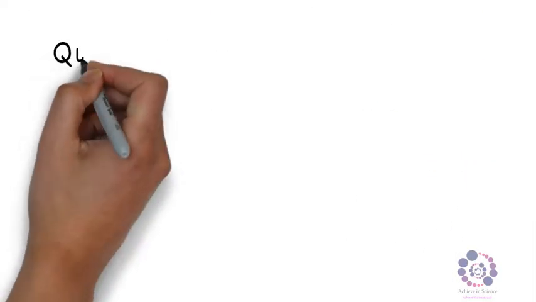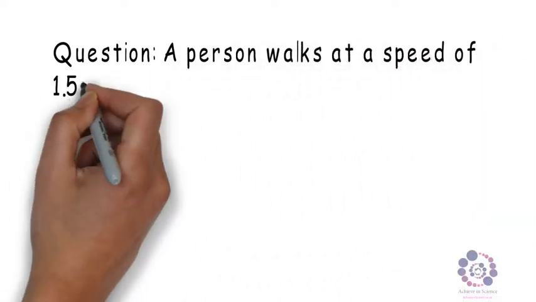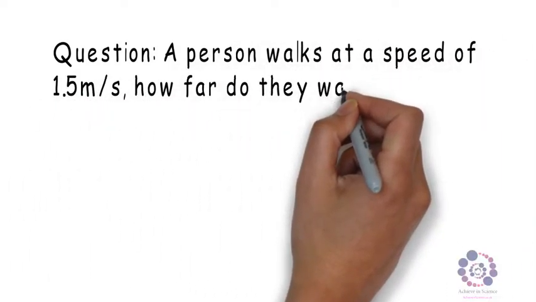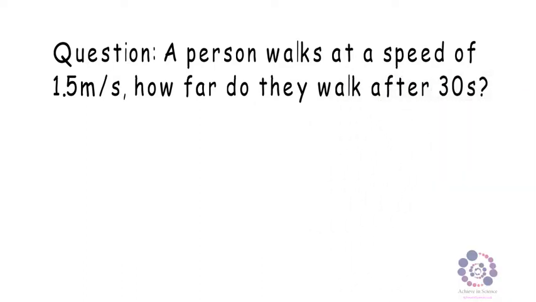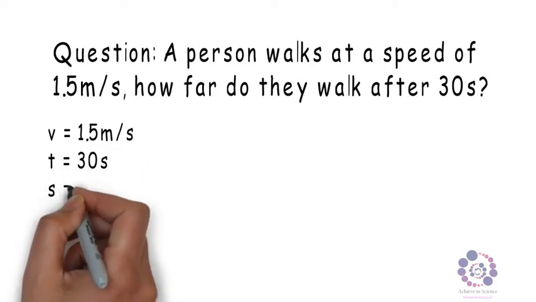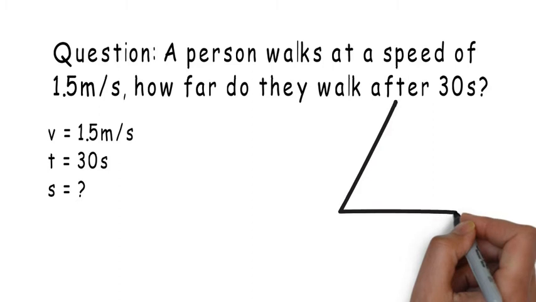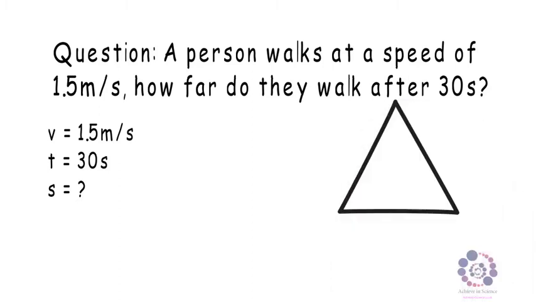Now let's look at an equation and look at an exam style question where we can apply it. So a person walks at a speed of 1.5 metres per second. How far do they travel after 30 seconds? Well, use what you've got from the question to write out what you know. So the velocity is 1.5 metres per second, time is 30 seconds, and the s is what you're trying to work out.